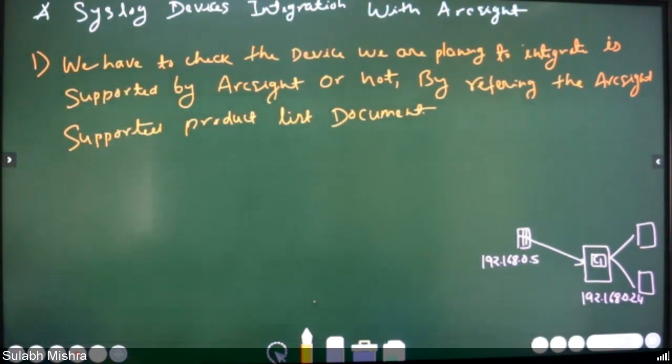Sir, repeat again. If it is listed in the document, that means it is supported by Arcsight, and a smart connector is available to integrate that device. And if it is not listed, that means it is not supported by Arcsight, and in that case, we have to go with the flex connector.